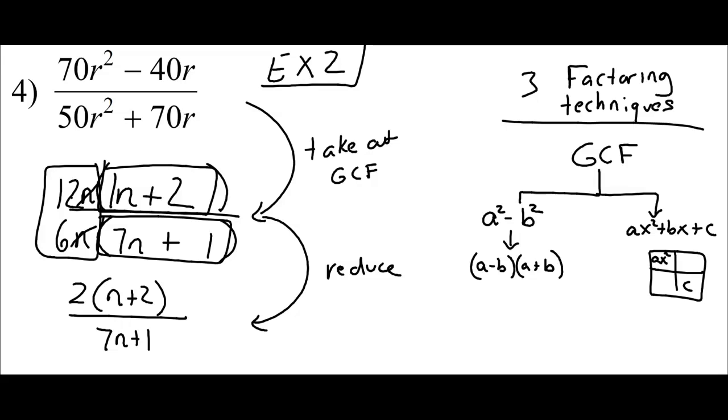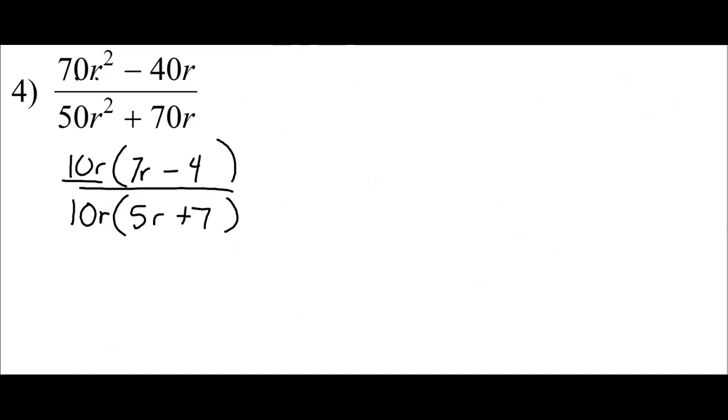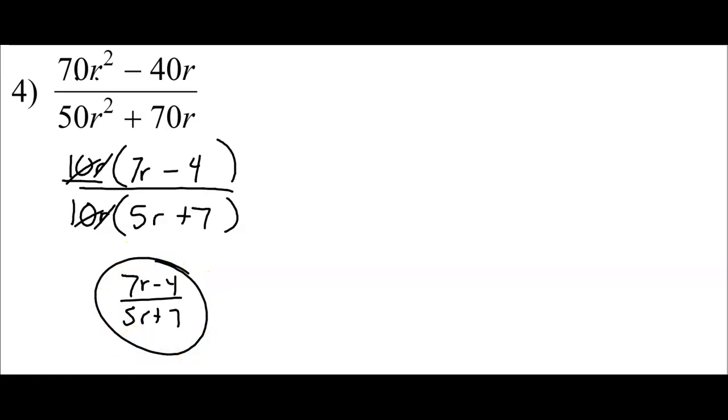All right, you guys try number 4 here. See how you do with that. All right, so there's our first step, taking out the GCF. Amethyst, what can we do now? Reduce, yeah. Now in this case, the r's completely cancel, and 10 divided by 10 is 1, so you're just left with this. That's it. Okay.